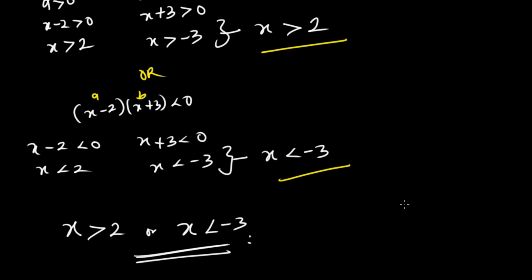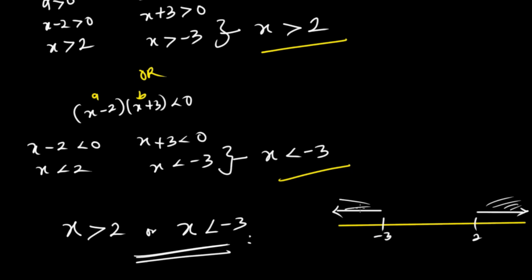Very quickly, if you have to show this on a number line, I can just have my number line like this. If I have this to be negative 3 on the number line, and this to be positive 2, I'm going to have everything to this side, and also x less than negative 3, everything to the left hand side. So this is my point for x less than negative 3, and then we have x greater than 2. So this is how we can solve a quadratic inequality in one variable using the first method.